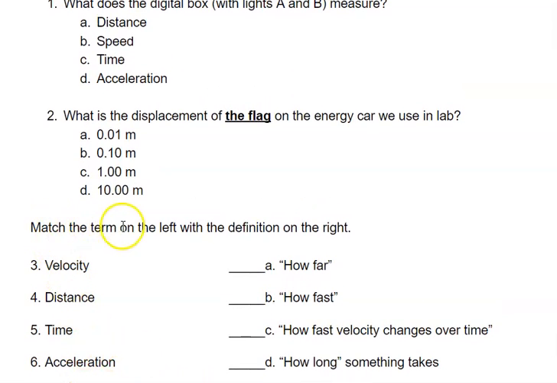Match the term on the left with the definition on the right. Number 3, velocity. Number 4, distance. Number 5, time. And number 6, acceleration. Now you can either put numbers or draw lines.